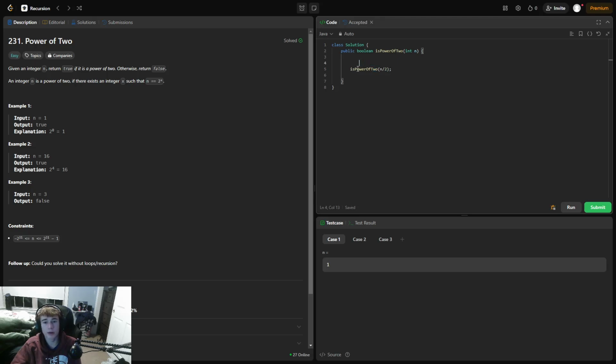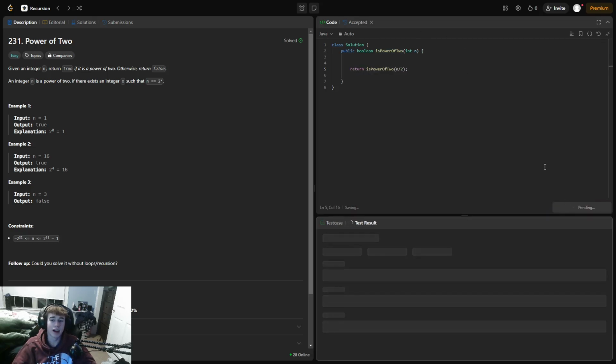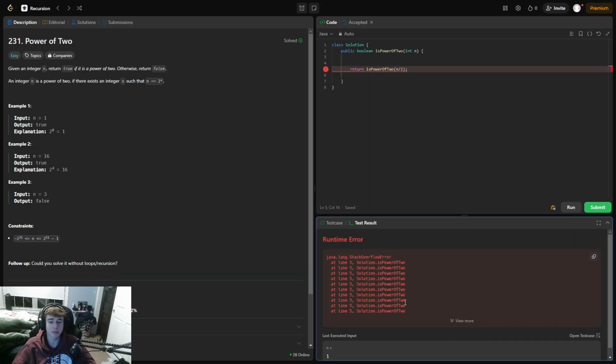And now we're going to return this, and I'm just going to run the code, see what happens. But it's really not going to do much, because you need more than just this one recursive thing. Remember, we need the base case. Now, what is the base case? What is the smallest possible number?